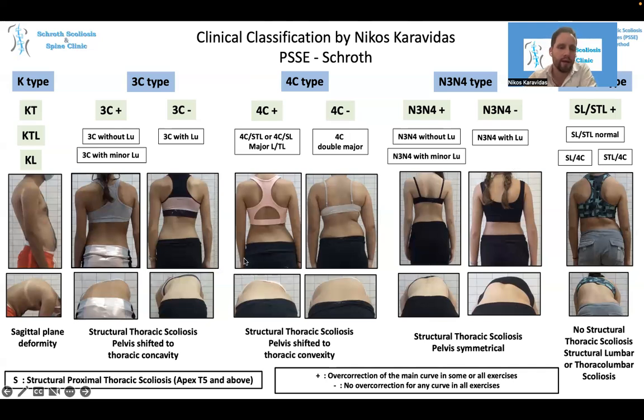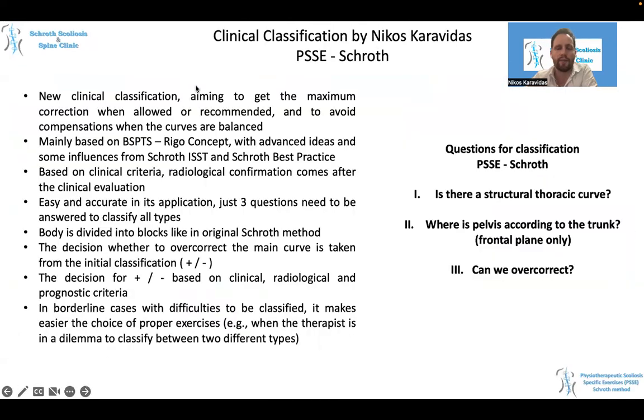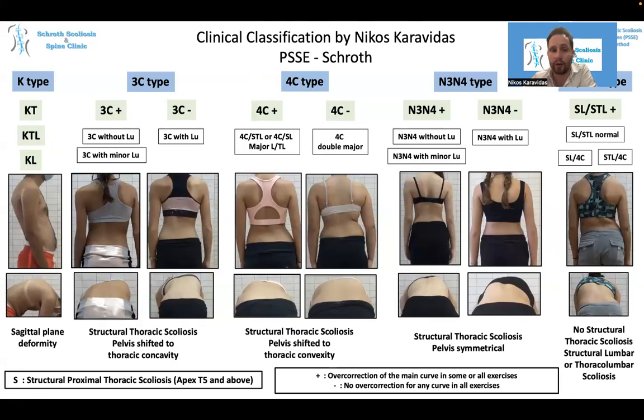Then the third question that you need to answer to yourselves is, can we overcorrect? So if you say, yes, we can overcorrect, this is 3C plus. If you say that, no, we cannot overcorrect, this is 3C minus. Same for 4C and non-3, non-4.